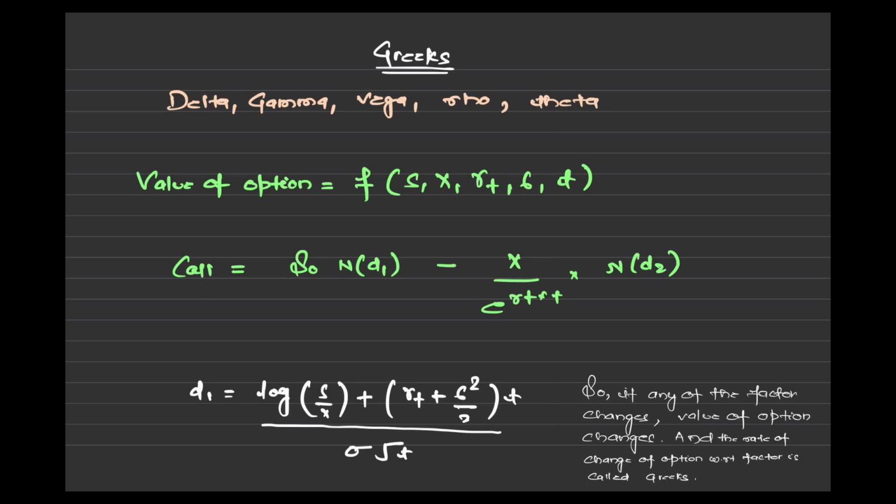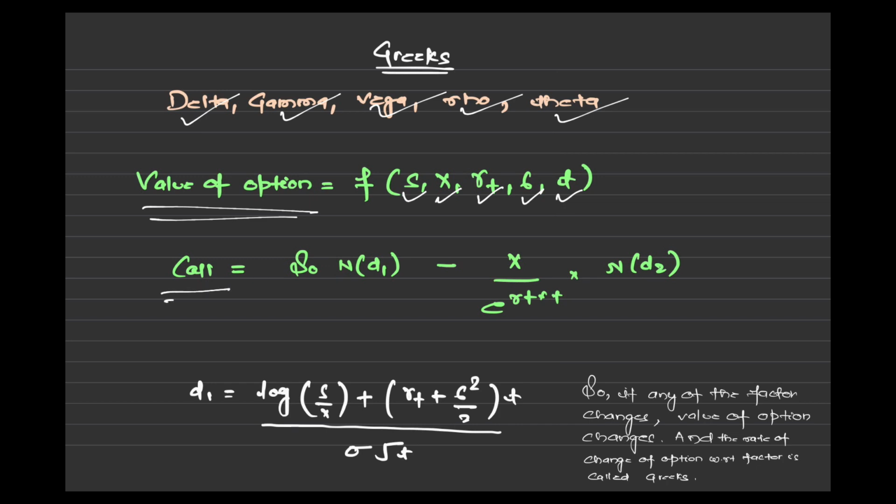Okay, so the first terms that we have to understand in Greeks are delta, then gamma, then vega, rho, and theta. We already know and discussed in other sessions that the value of an option is dependent upon multiple factors: stock price, exercise price, risk-free rate, sigma, which is the volatility of the underlying asset, which is the stock price, and the time to maturity. So the value of any option, whether it is a call option, put option, or any other option on the planet, is dependent upon stock price, exercise price, risk-free rate, sigma, and time.